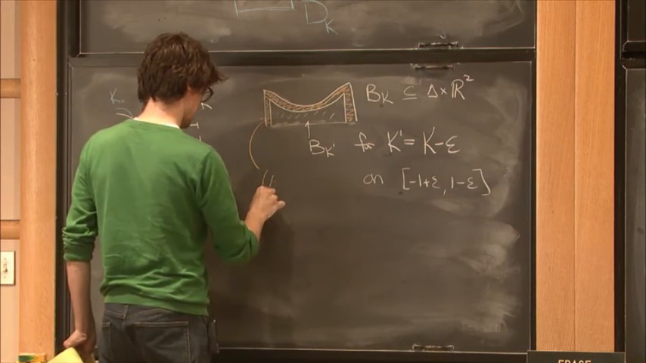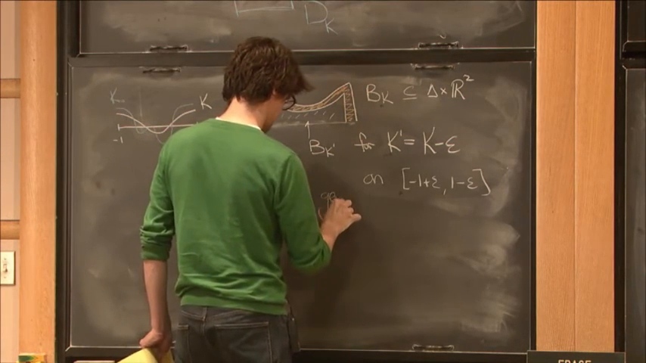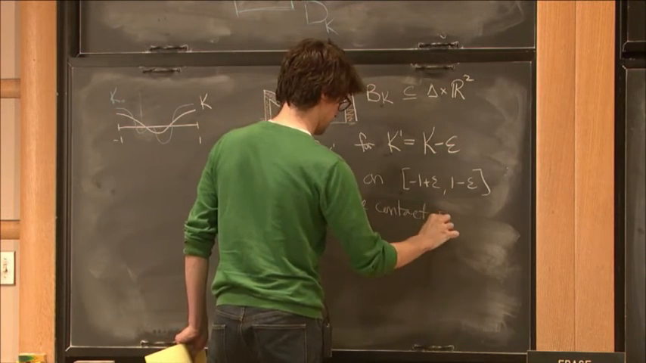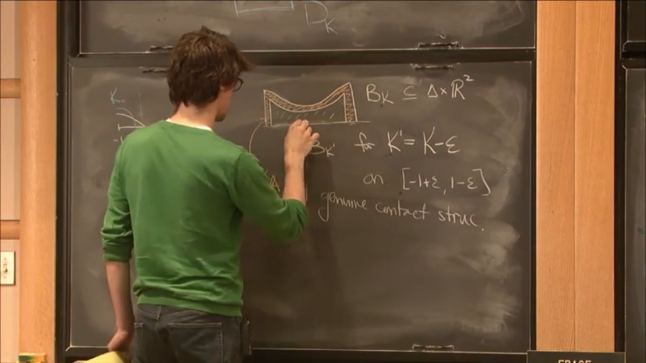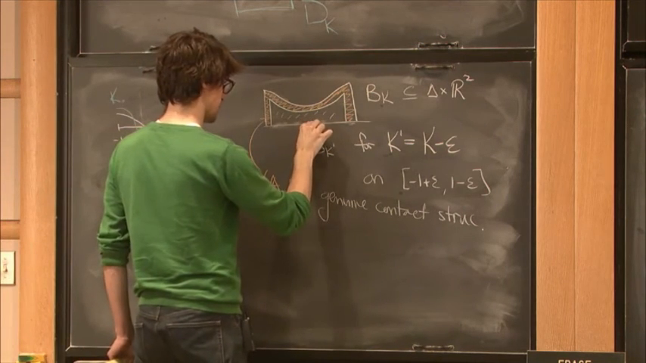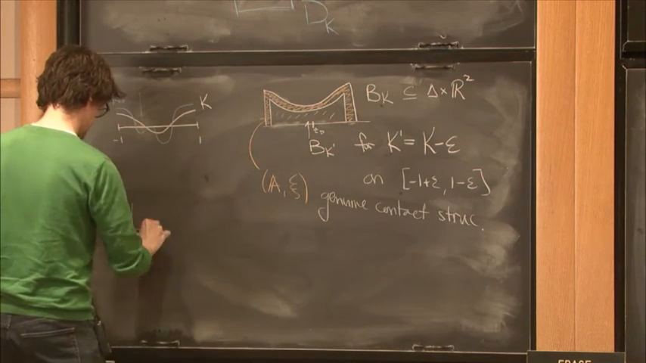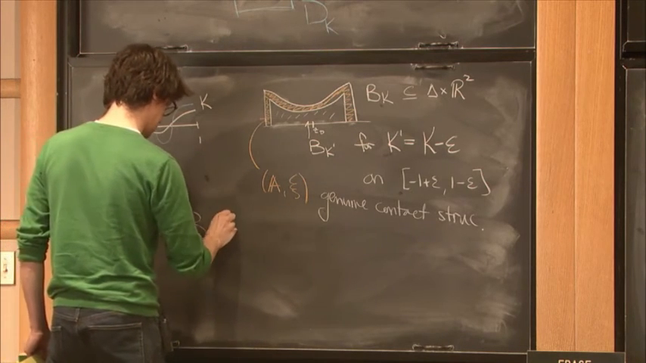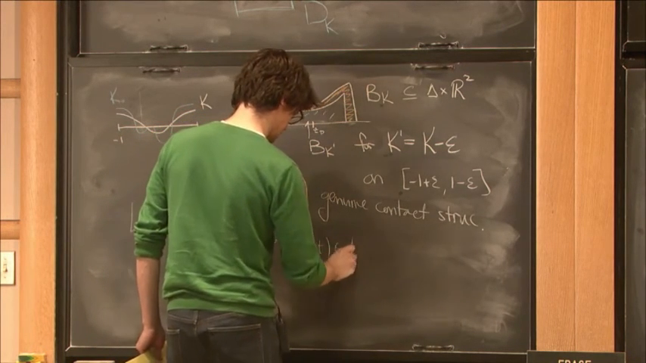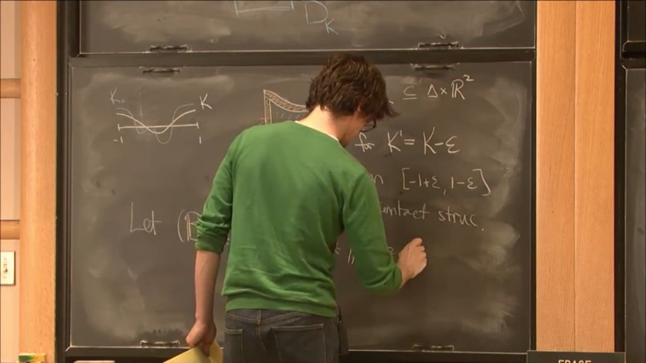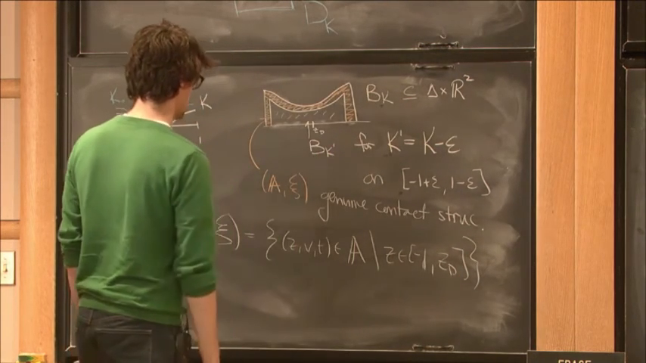So this is a genuine contact structure. And we're actually going to restrict ourselves even more to this place where it's negative. So we're going to let bold B be the set of X, C, B, Z, B, T in this annulus such that Z is in negative 1, BD.